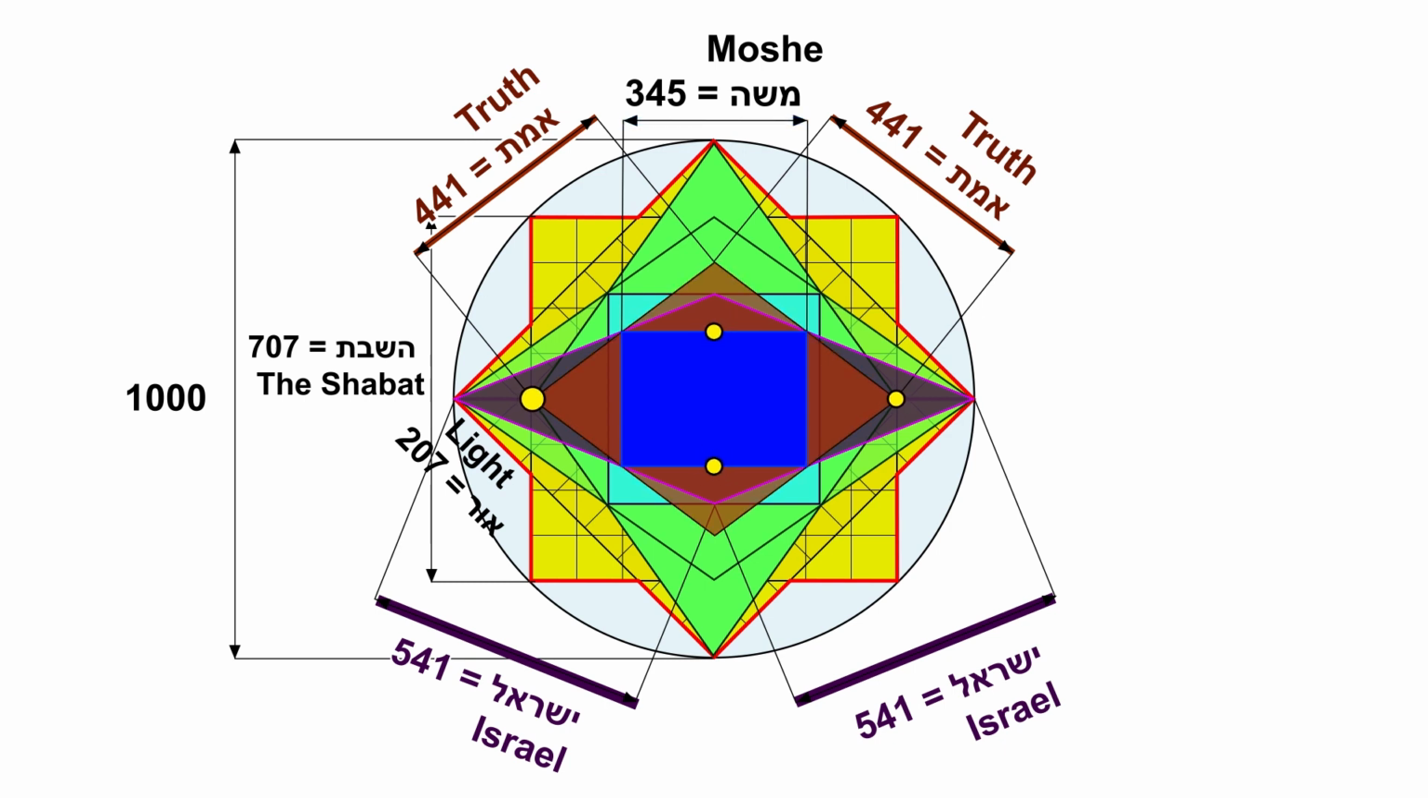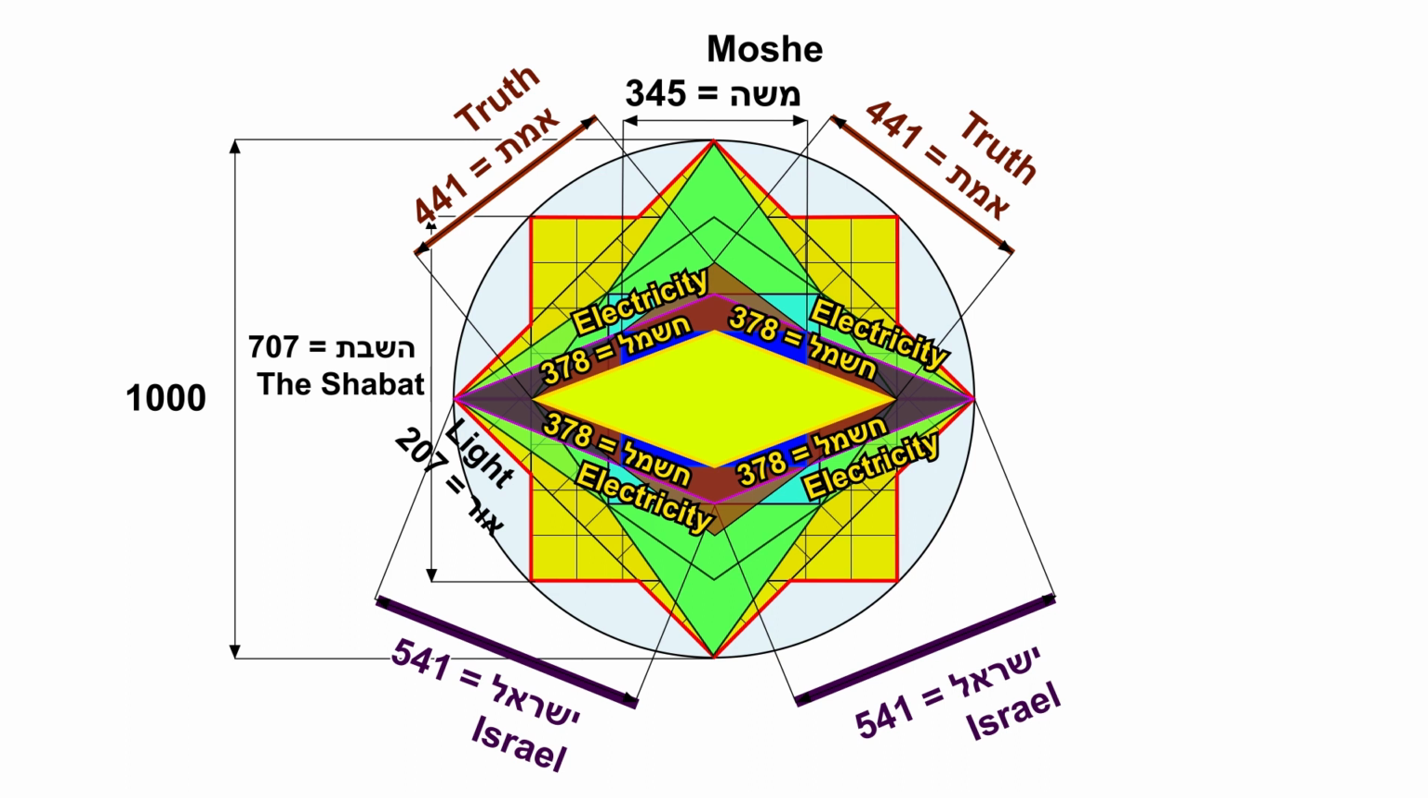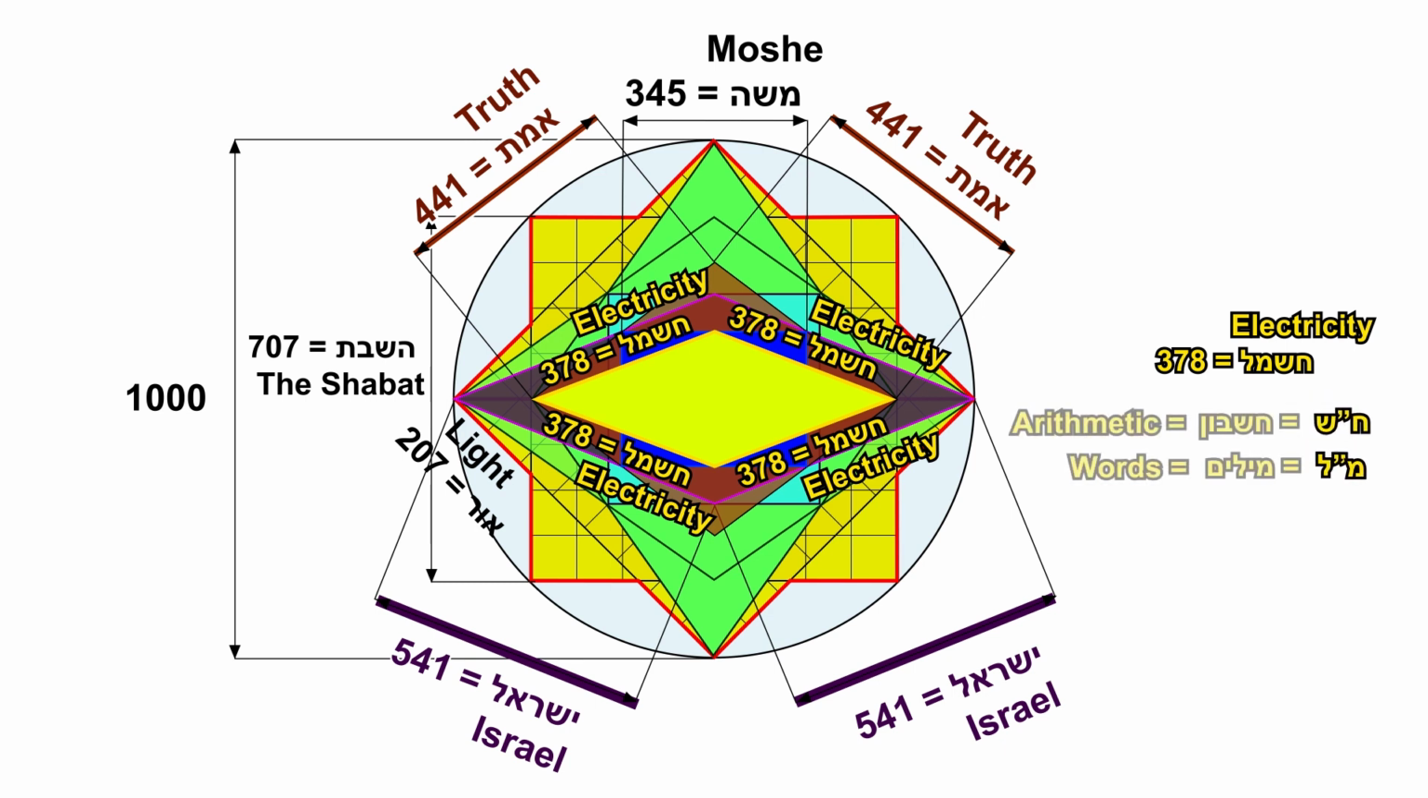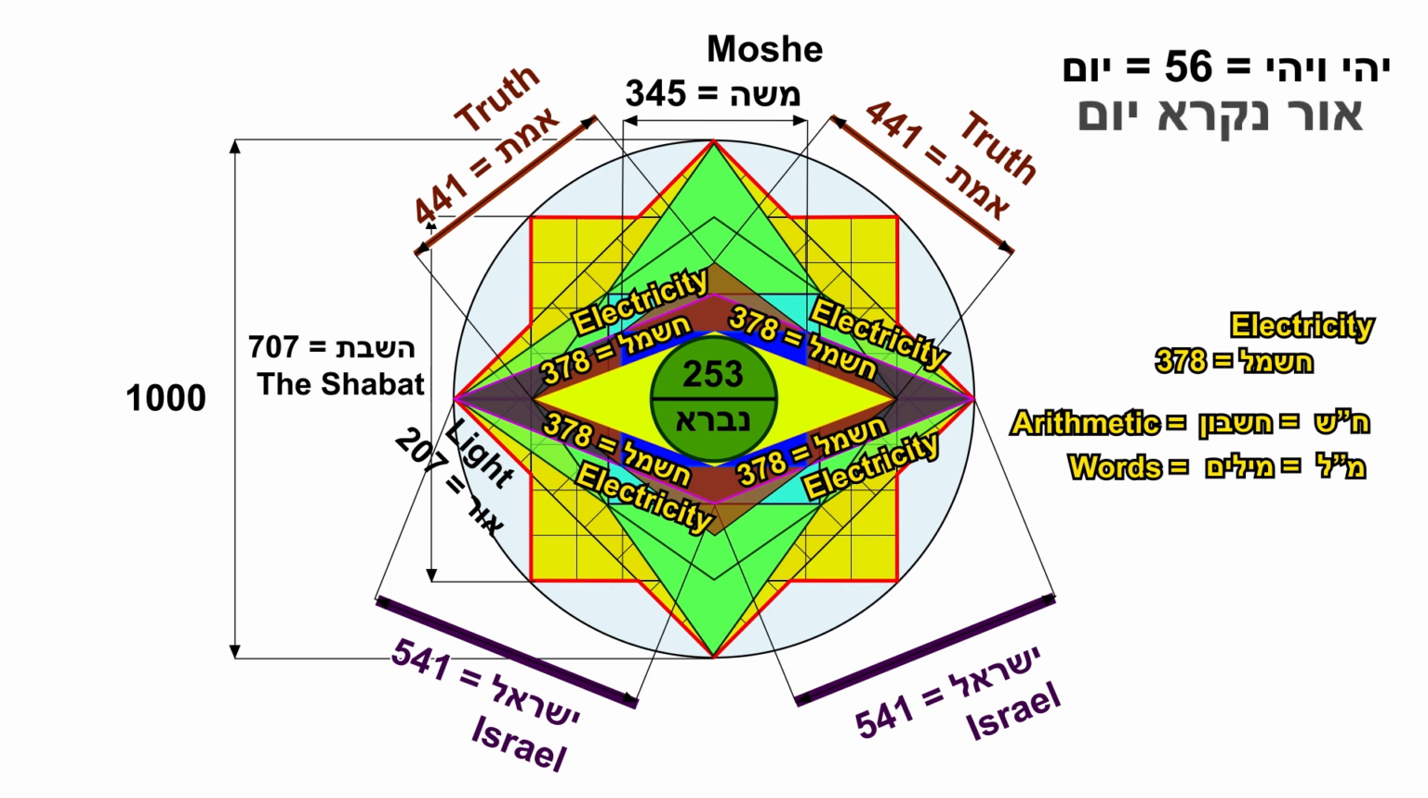The unified field, 314 plus 64 equals 378. In Hebrew, it means electricity, chashmal, a word that is made of two acronyms, cheshbon, arithmetics, and milim, words. Therefore, electricity is achieved with mathematics and words, numbers and letters. And in Hebrew, numbers are letters and dimensions are words. As it is written in the Bible, the world was created by the speaking of words, starting with the phrase, "Let there be," and it became. Yehi vayehi equals 56, same as the word day. And day is light, since He named the light day.